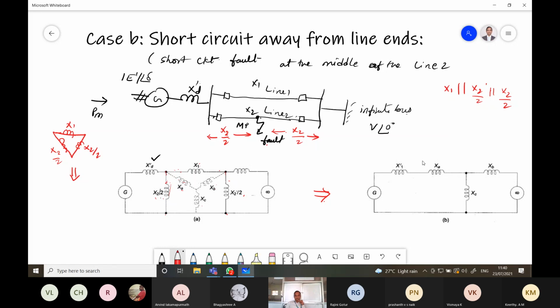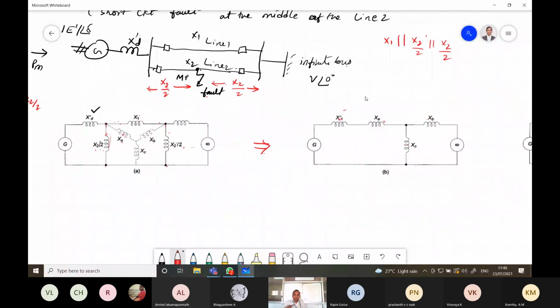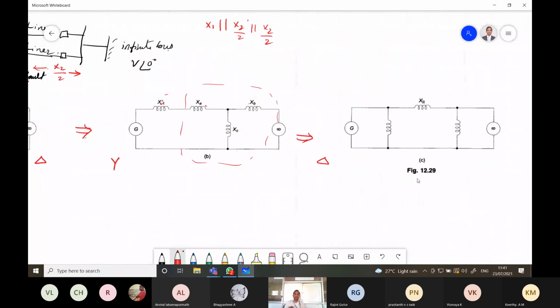The line can be represented here. So this is xd dash, and this is xa, xb and xc, which we will write here, and this is infinity. Again this delta is converted to star here. Again this is the star, in the y fashion. So again you can convert this y fashion into delta.